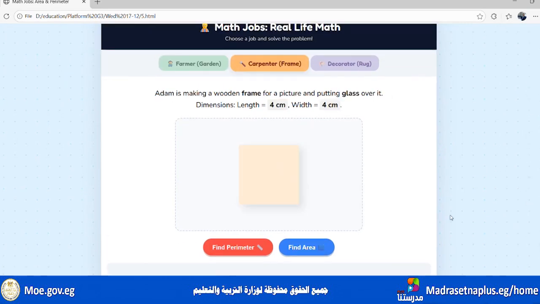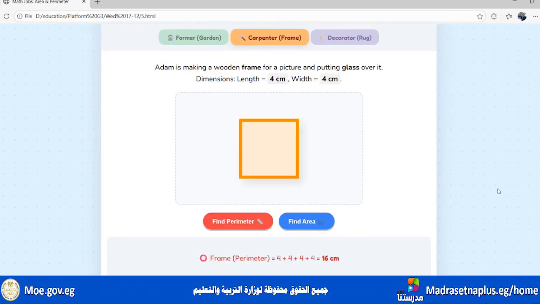Another one. Adam is making a wooden frame for a picture and putting glass over it. The dimensions of this frame are 4 and 3 centimeters. So let's get its perimeter, the total distance. That means 4 and 4 and 4 and 4 equals 16 centimeters. What about area? Yes, 4 by 4 equals 16 square centimeters too. Perimeter 16 centimeters, area 16 square centimeters.